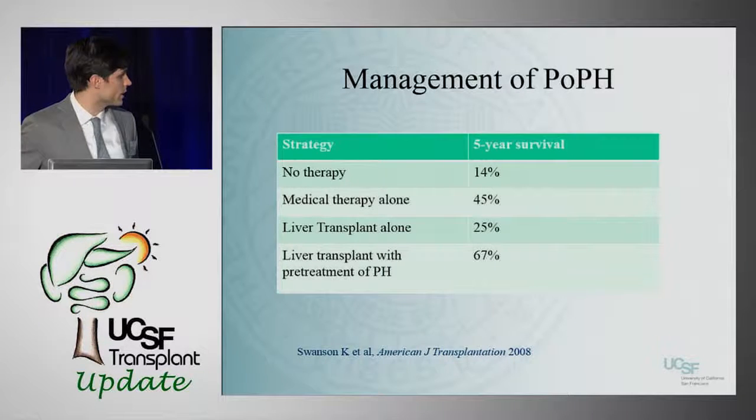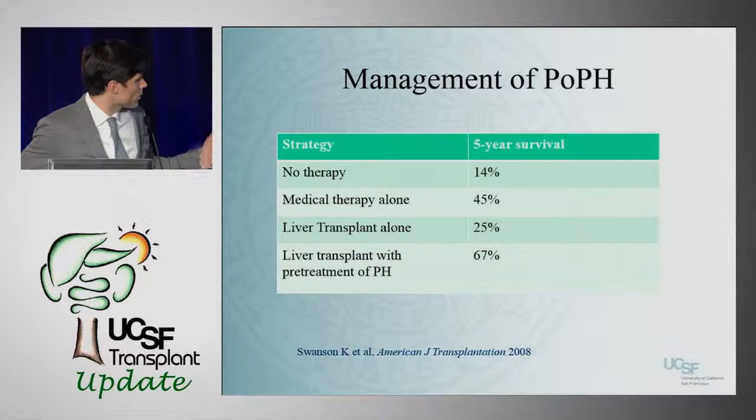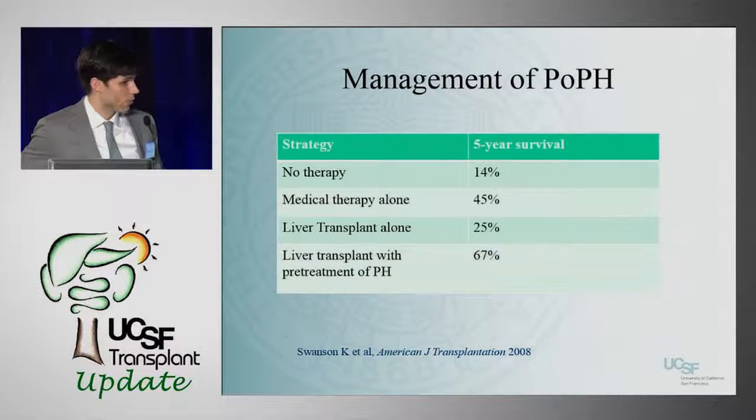So what do we do for these patients? Well, we know that no therapy alone has a very poor survival. All the patients in that registry data I just showed were on some sort of therapy. Medical therapy alone is okay, but still a poor 5-year survival. Transplant alone is better than nothing, but still has poor survival. And really what we go for in these patients is treating the pulmonary hypertension to get them to the transplant.